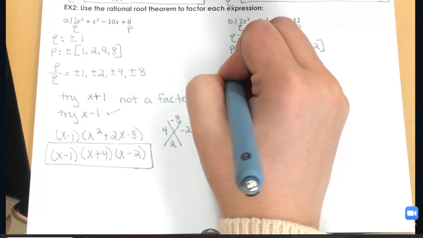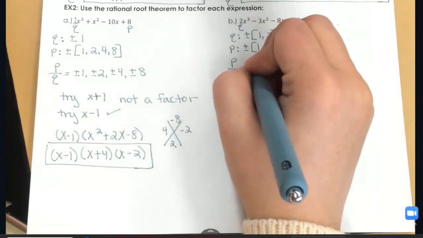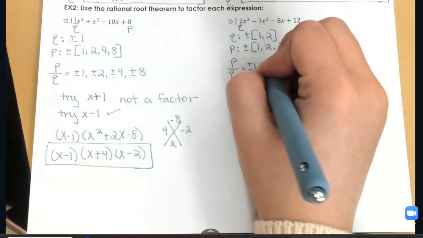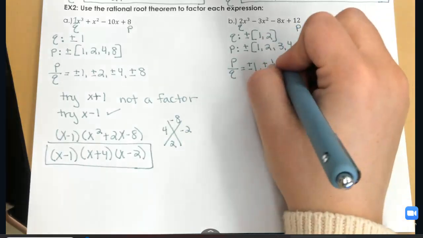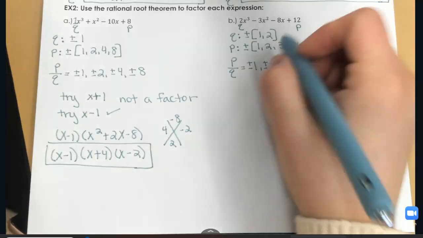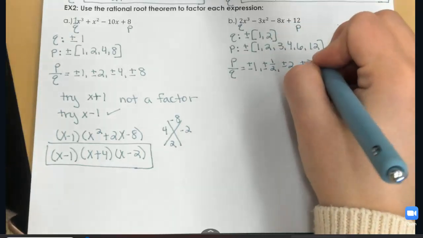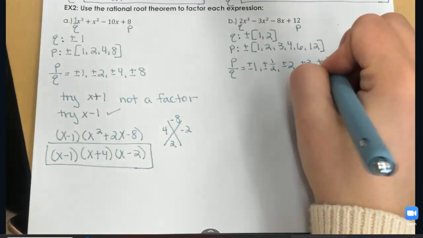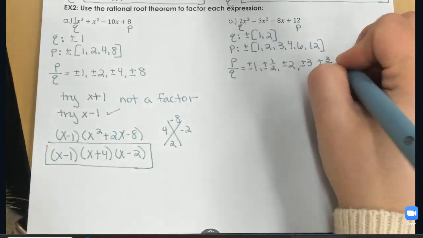P over Q, starting with 1. 1 over 1 is just going to be 1. 1 over 2 is going to be 1/2. Moving on to 2. 2 over 1 is 2. 2 over 2 is 1, which we already have. 3 over 1 is 3. 3 over 2 is going to be 3/2. Moving on to 4. 4 over 1 is 4.